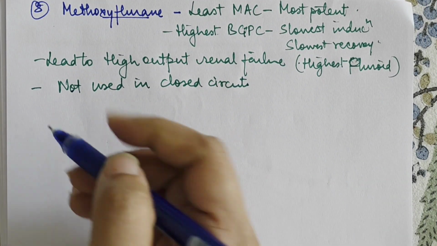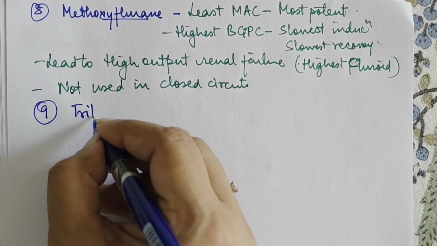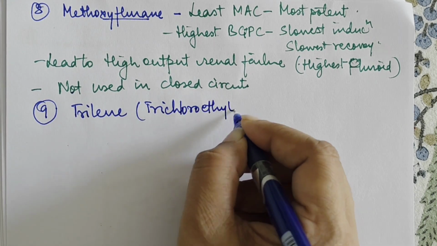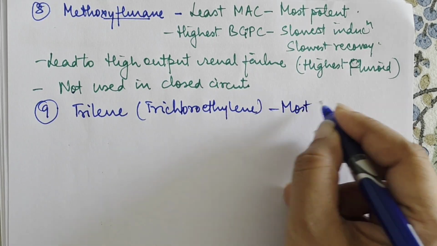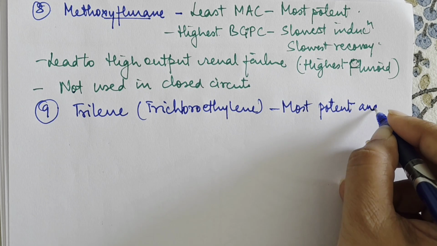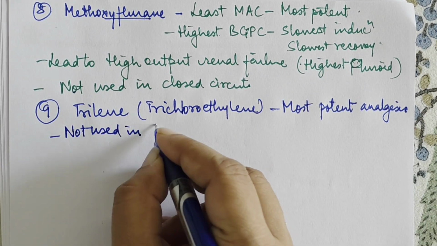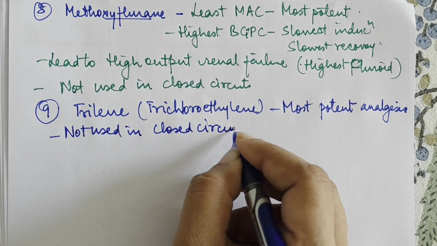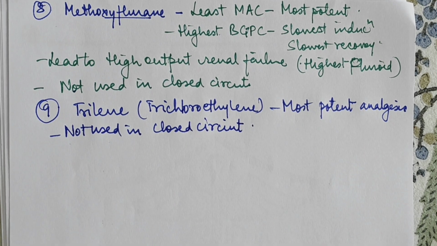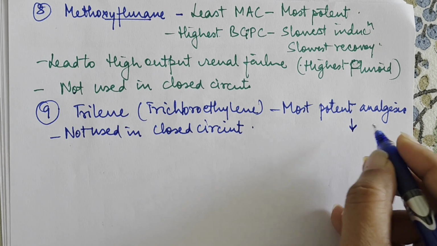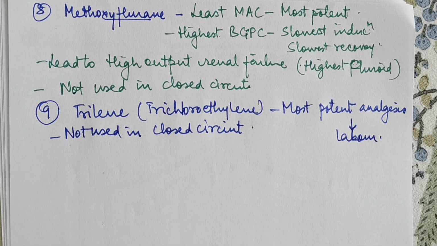the circuit. Then the ninth drug that we take is trilene, which is also called trichloroethylene. It is one of the most potent analgesics. Analgesia is good. Trilene is not used in closed circuit because it produces phosgene gas, which can cause ARDS, and causes dichloroacetylene, which is neurotoxic, right? Can be used because it is a good analgesic, can be used in labor as analgesic.